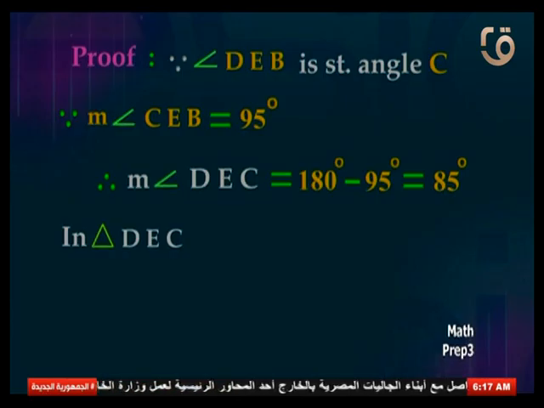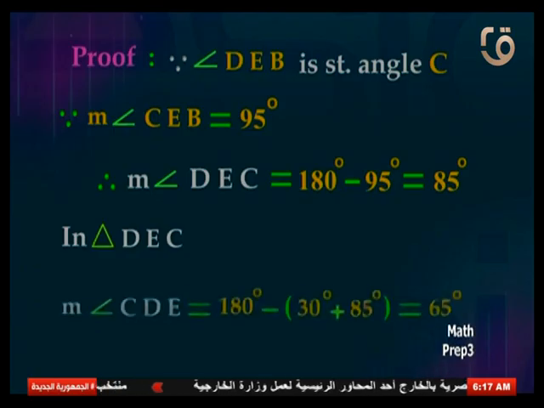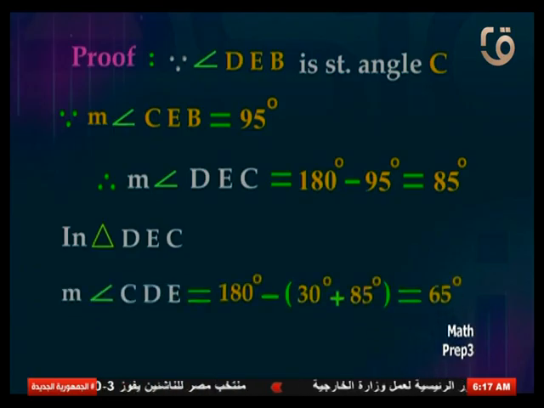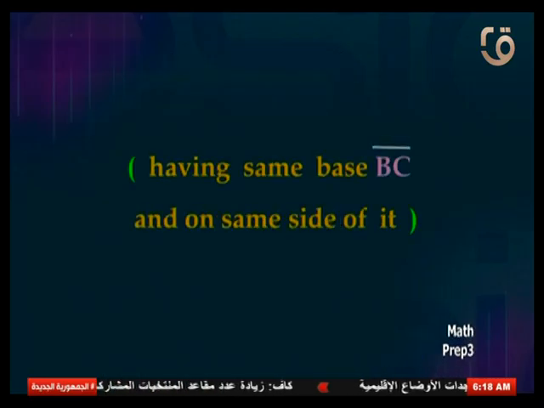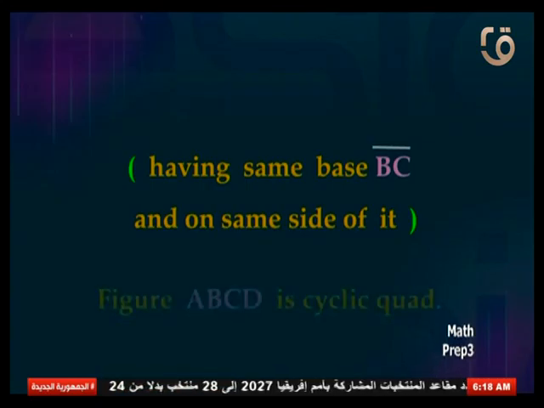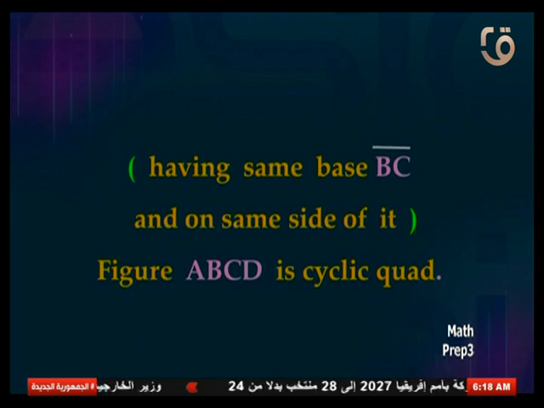And in triangle DEC, measure angle CDE equals what? The sum equals 180, so it is 180 minus 30 degrees plus 85 degrees to obtain a result as 65 degrees. Do you notice? That's correct. Measure angle BAC equals measure angle BDC equals 65 degrees. And they are having the same base BC and on the same side of it, so we can say that the figure ABCD is a cyclic quadrilateral.